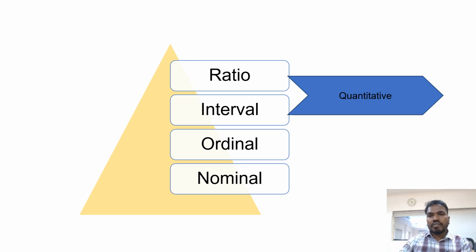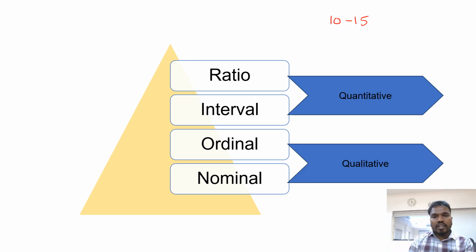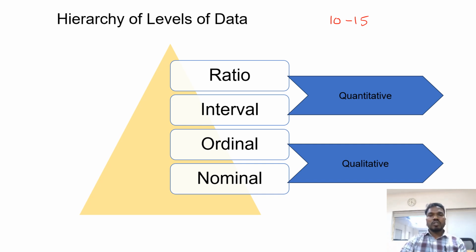How would you write an interval? Suppose I say 10 to 15. This is the way we write it in the form of a range, one number to another number, and that is also called an interval. Therefore interval and ratio are quantitative data, and ordinal and nominal are qualitative data. This is called the hierarchy of levels of data. What is the highest level of data? Ratio. And what is the lowest level of data? Nominal. Clear? So with this I will conclude this session.